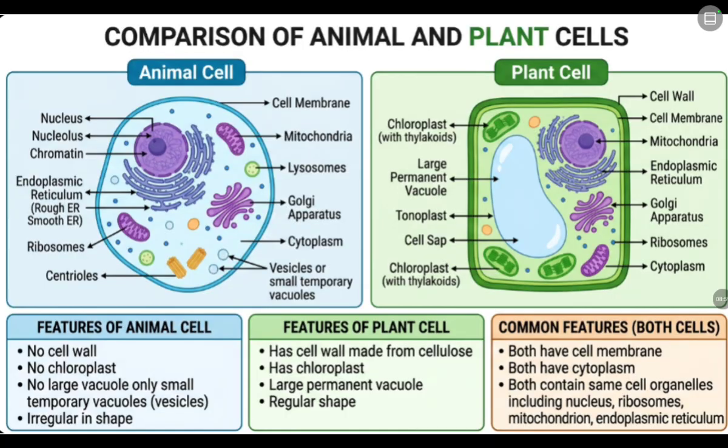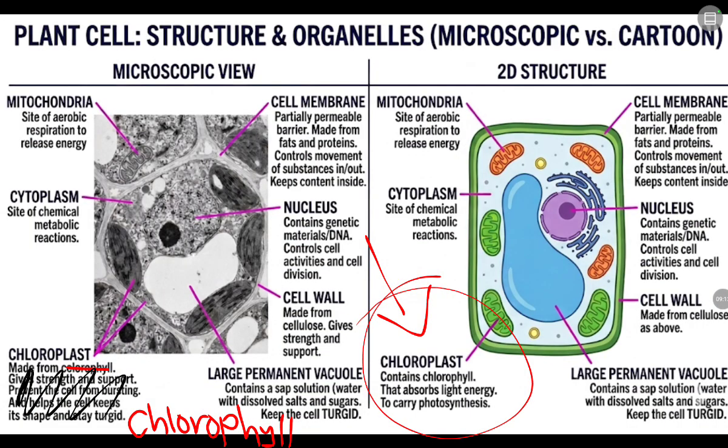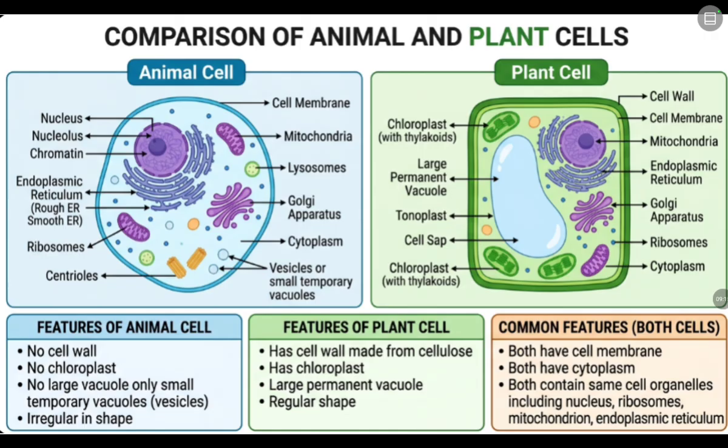Now moving on to the next slide, we have a comparison of animal and plant cells. We need to compare the animal and plant cells and know what the differences are, what is common, and what the features of both are. Now, the features of animal cells: first of all, we don't have a cell wall, we don't have a chloroplast, we have no large vacuole, and we have a temporary vacuole, which are the small vesicles.